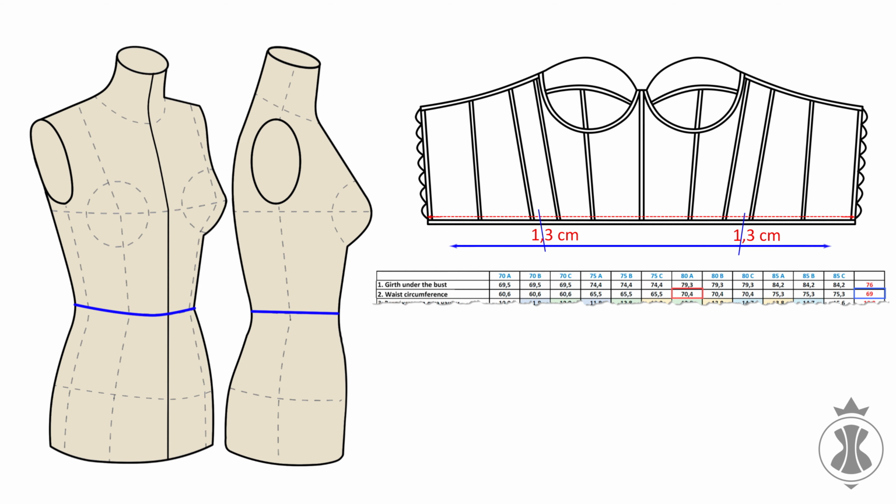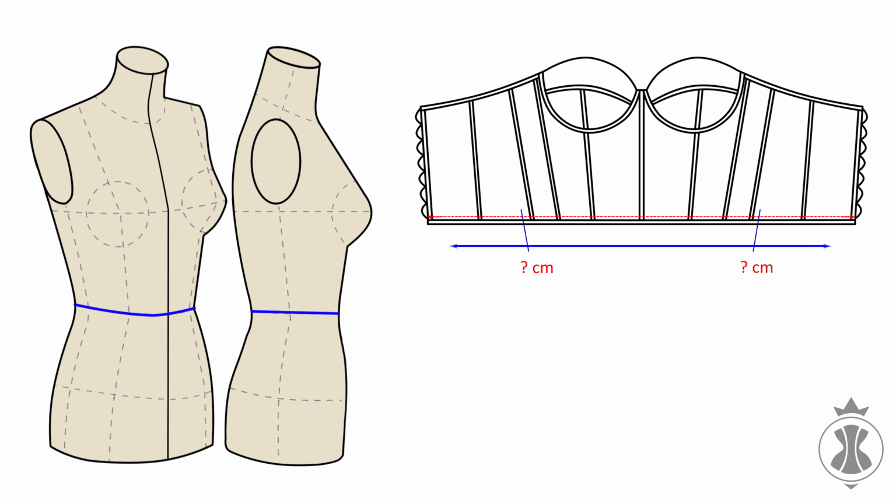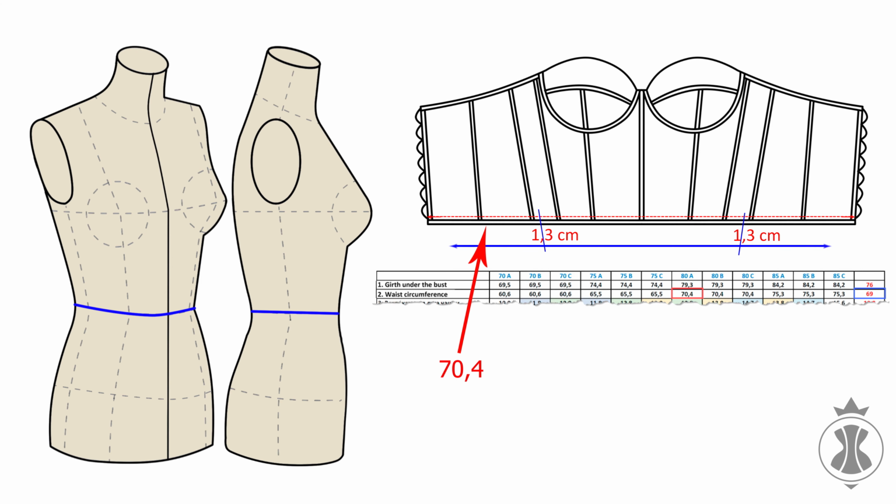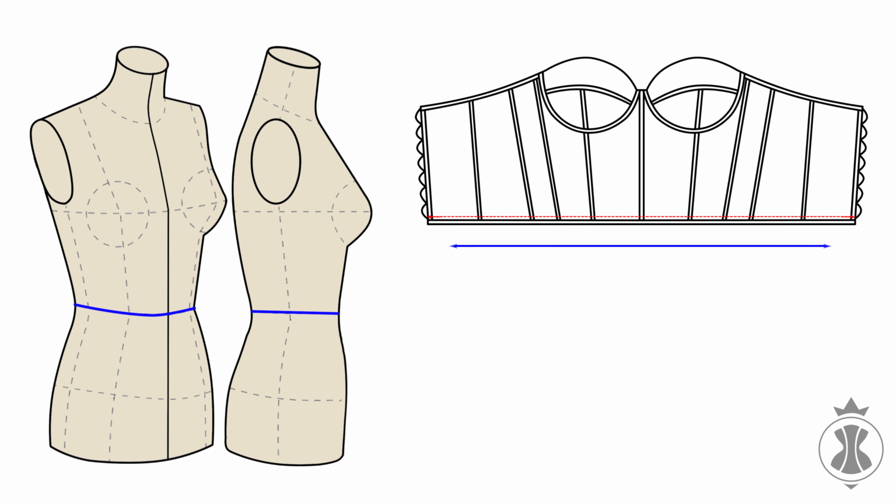As for the waistline, we have removed 1.3 centimeters off the front details on the right and on the left, which in sum equals 2.6 centimeters. The remainder is 70.4 minus 2.6 minus 69 divided by 2 equals negative 0.6 centimeters. The value is negative 0.6 centimeters, which means that along the waistline we have to add 0.6 centimeters on each side.